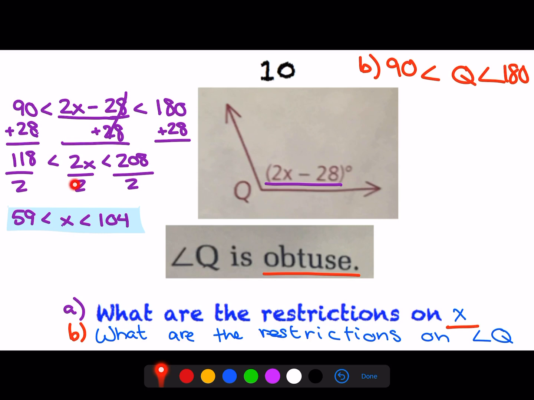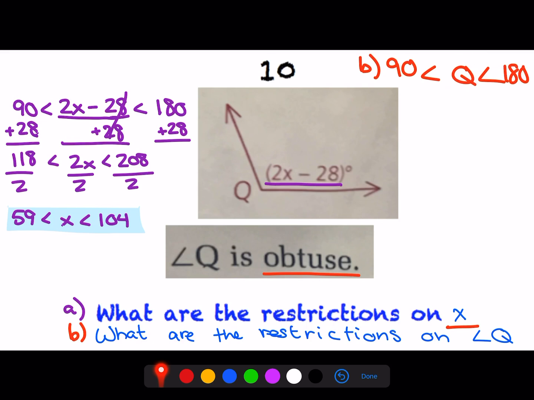So therefore, dividing all three sides by 2, we end up with 59 is less than x, which is less than 104. So therefore, x must be a value somewhere in between here in order for this angle to remain obtuse. If my value of x is 59, then that means that I have a right angle occurring. If my x value is 104, that means I have a straight angle occurring. And if it's anywhere in between these two values, then that means that I have an obtuse angle occurring. So those are the restrictions on the value of x so that Q can remain an obtuse angle.